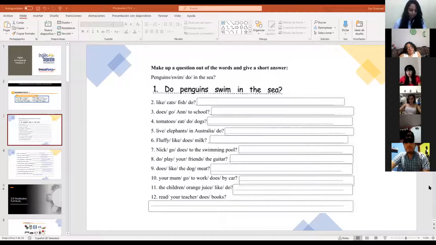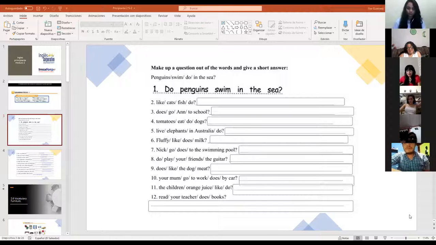Do the children like orange juice? No sé cómo se pronuncia ese. Juice. Excellent. Very good. Excellent. It's juice, como Beetlejuice. Ricardo, help me with the last one.